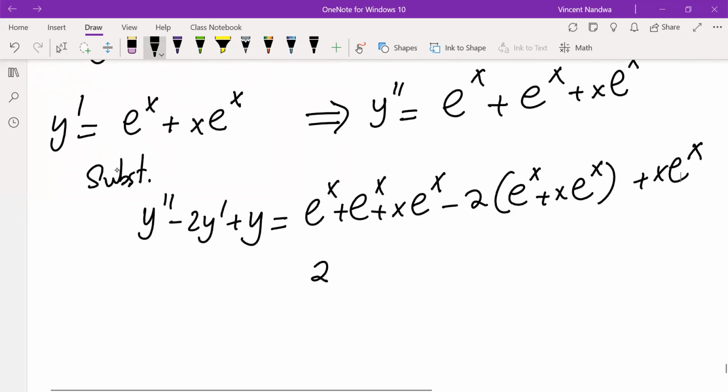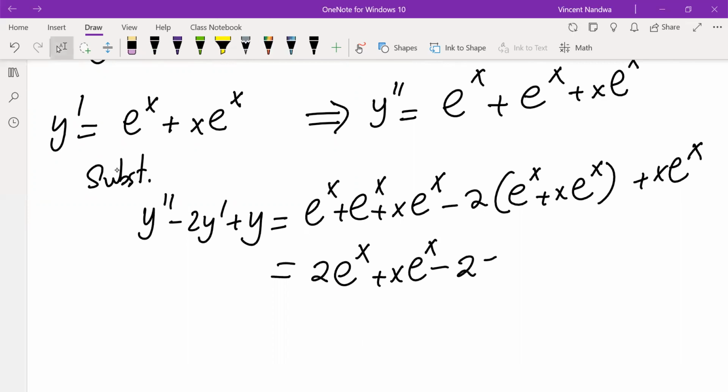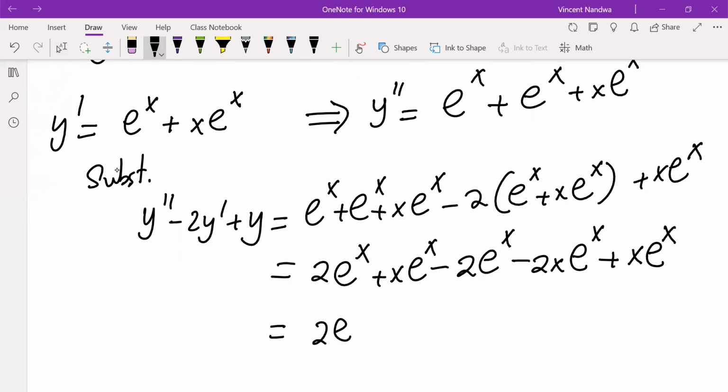So this will give us 2e^x + xe^x − 2e^x − 2xe^x + xe^x, which will be 2e^x − 2e^x.